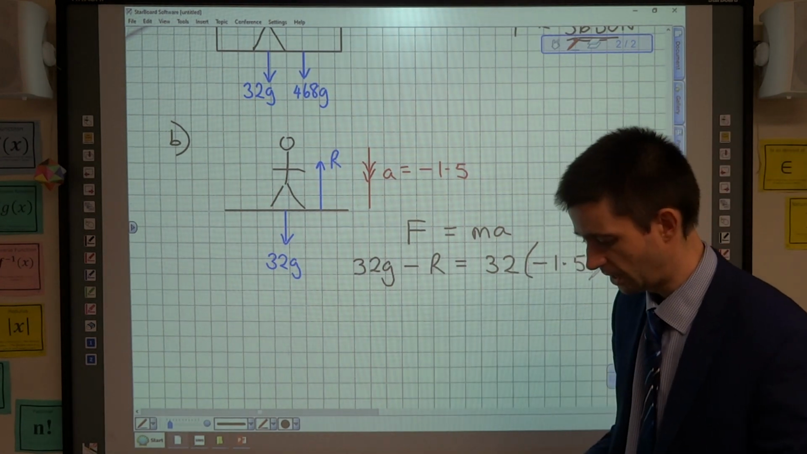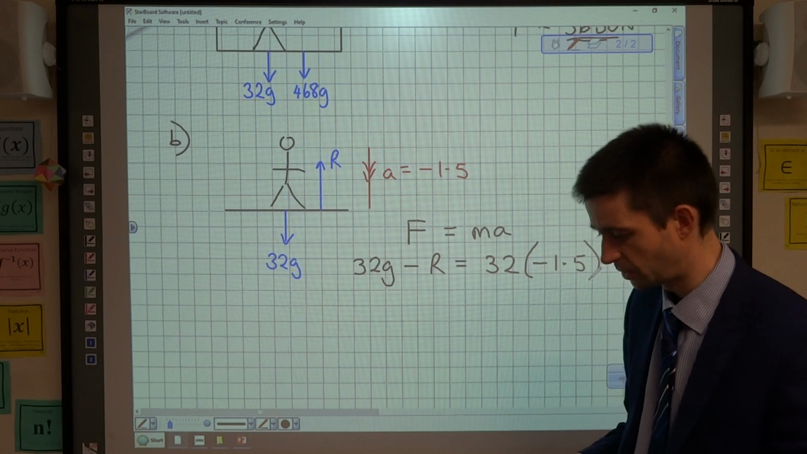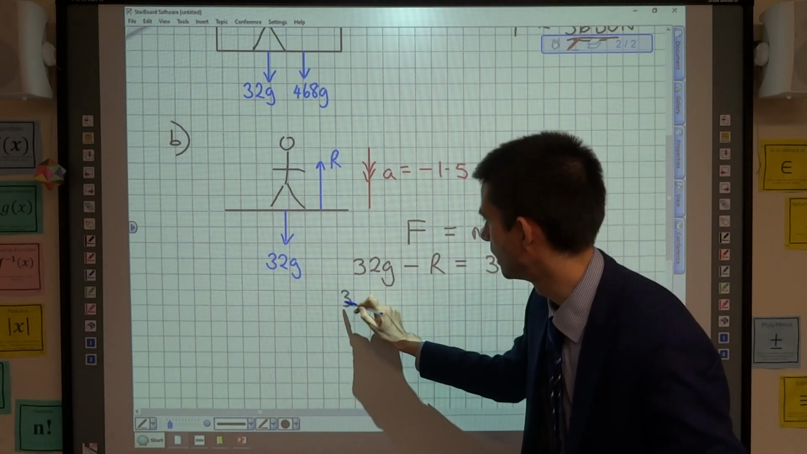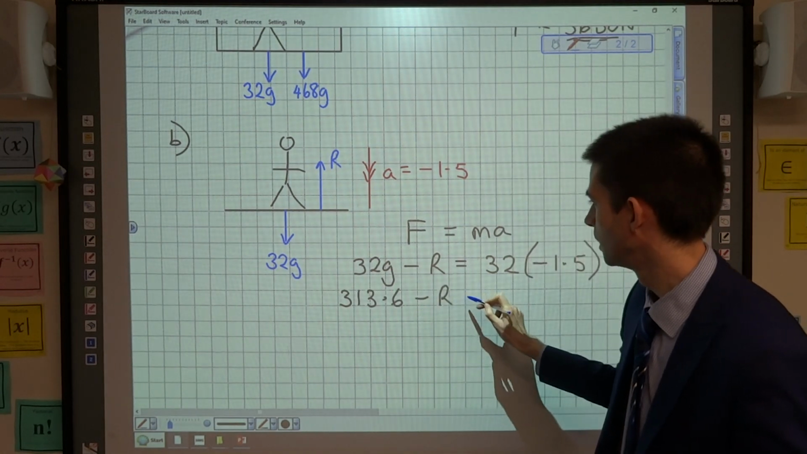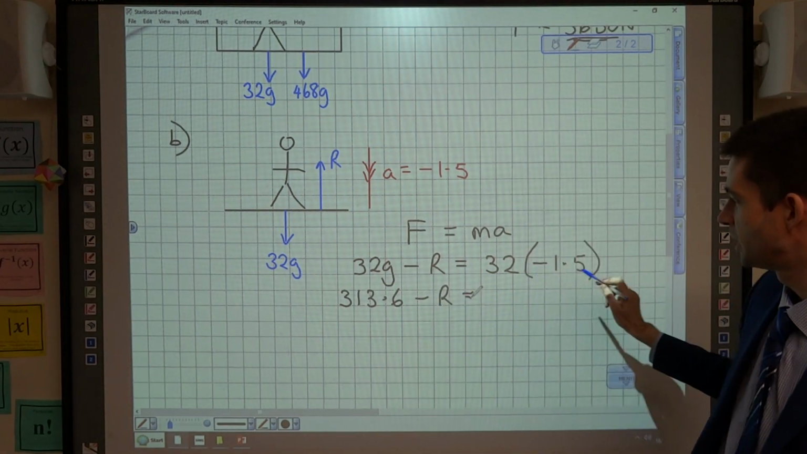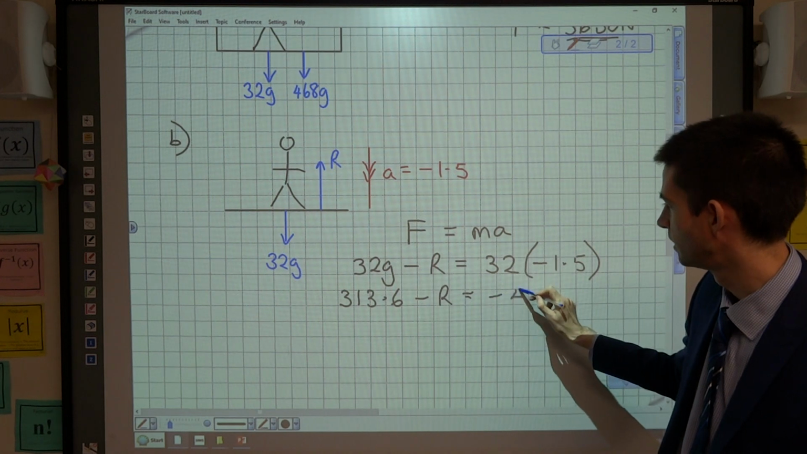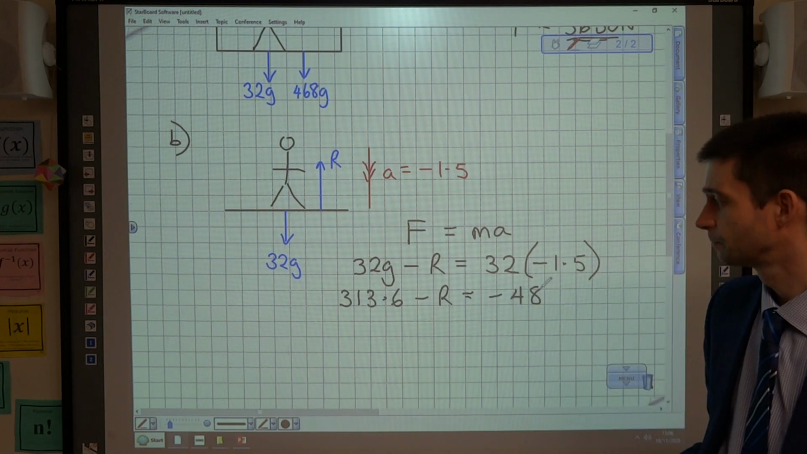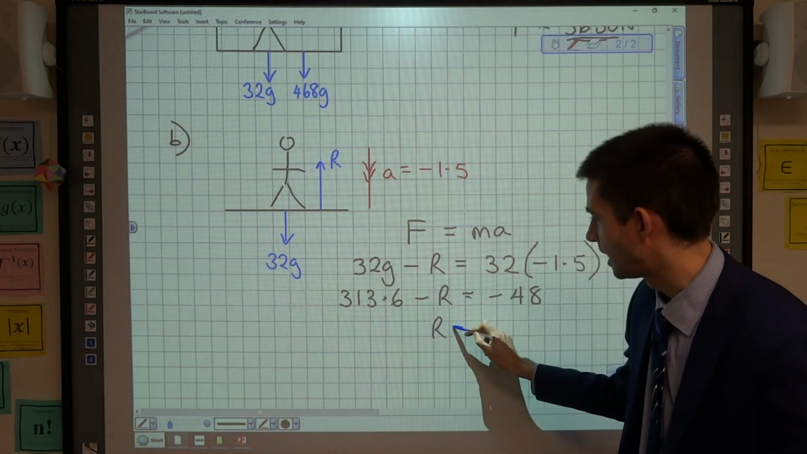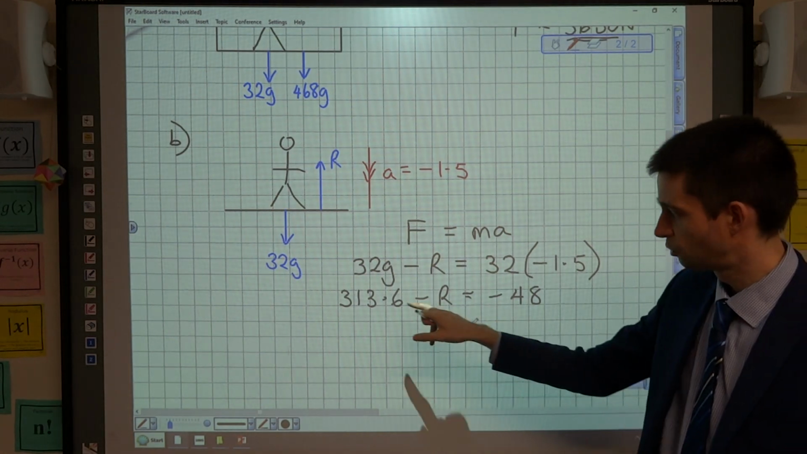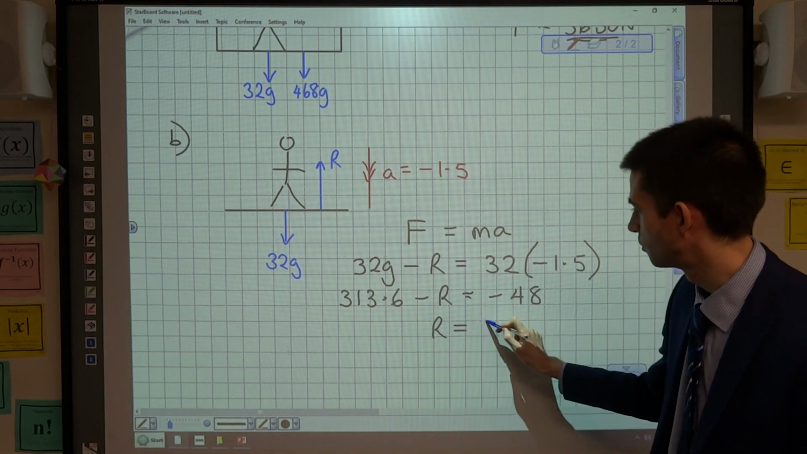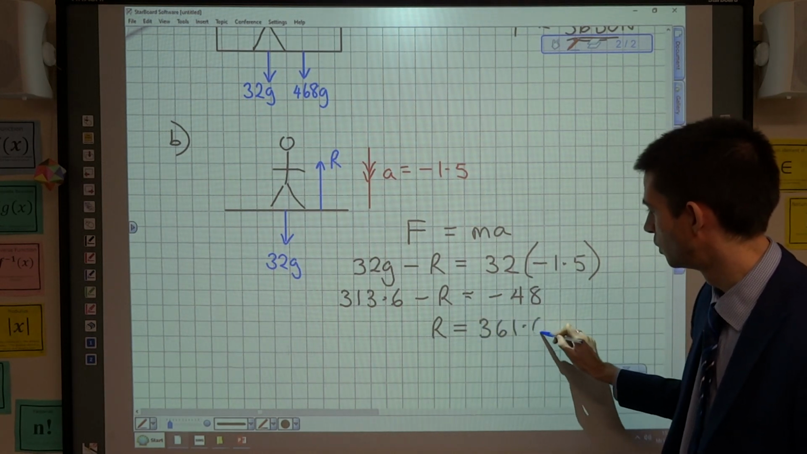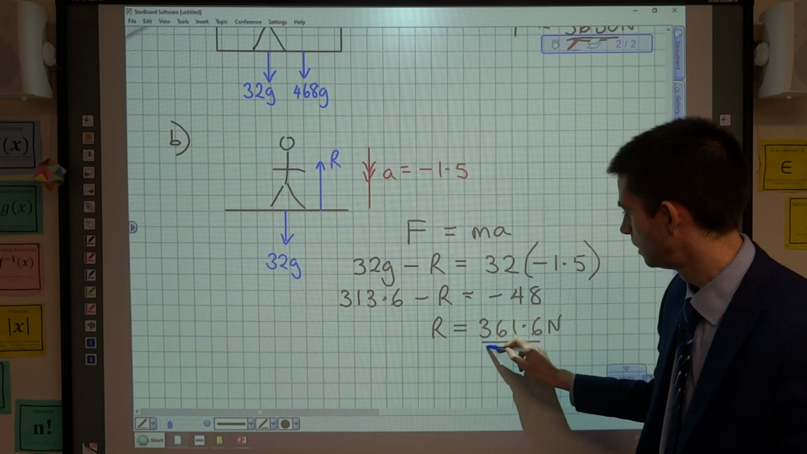So 32g, let's work that out as a number. 32 times 9.8 is 313.6 minus R is 32 times minus 1.5, which is minus 48. And rearranging that, I'm going to get that R is 313.6 plus 48, which is 361.6 newtons.